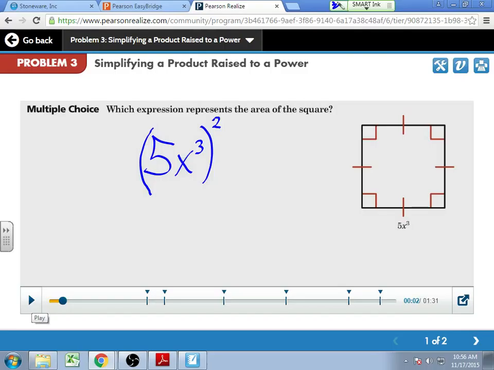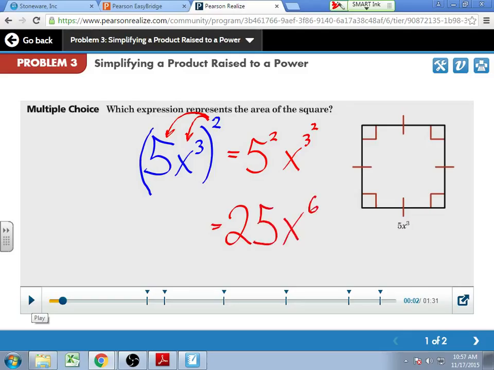Now this is where that distribution comes into play. My squared is going to apply to the x cubed, and it's going to apply to the 5. So this becomes 5 squared, x cubed squared. 5 squared is really 25. x cubed squared is really x to the 6th.